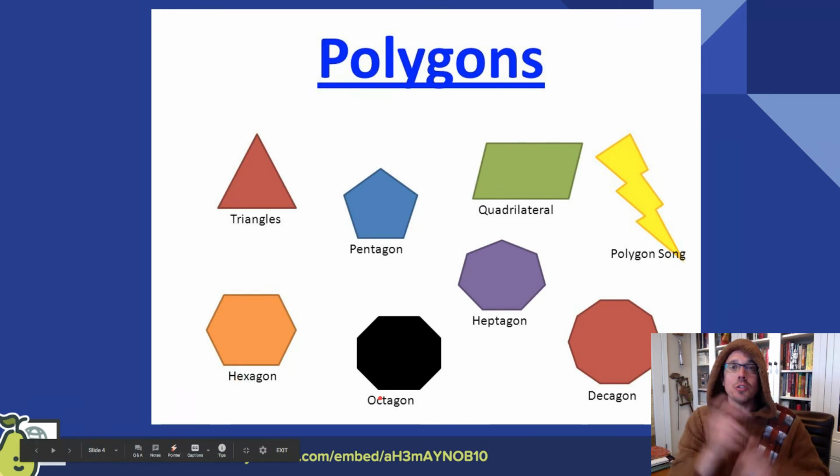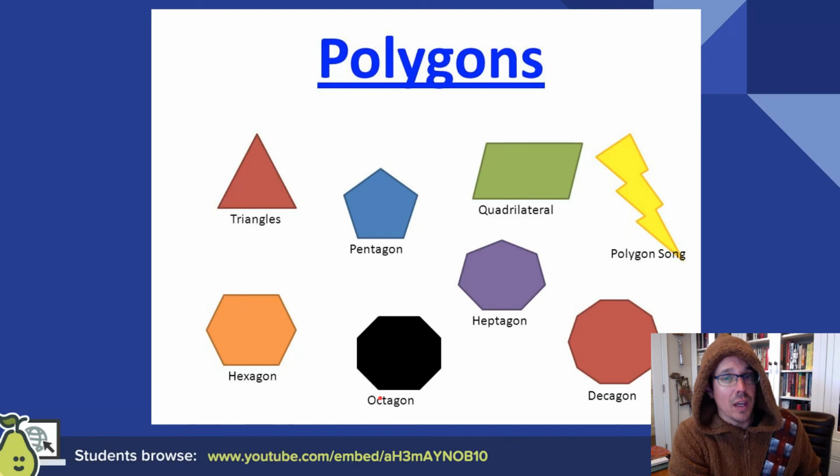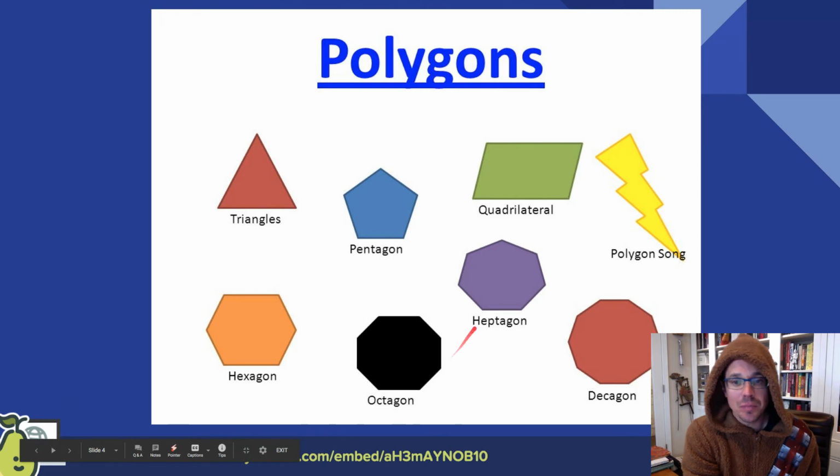Octagon, you can use the word octopus to help you with this one. How many arms does an octopus have? Now, can you hear the oct word inside octopus? Well, octagon has the exact same meaning. Oct just means eight, okay? So this one has eight sides.